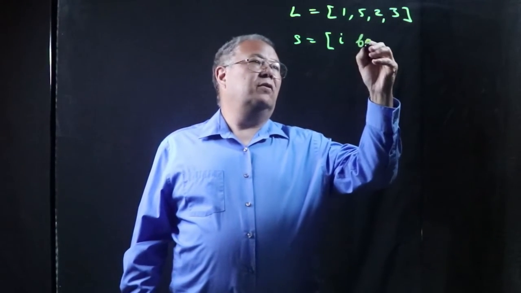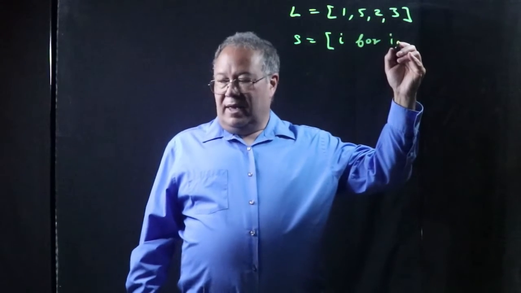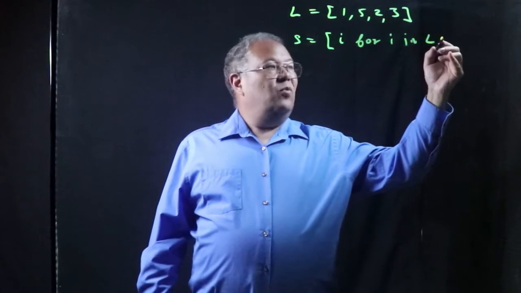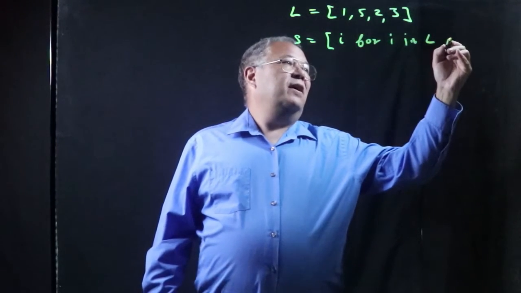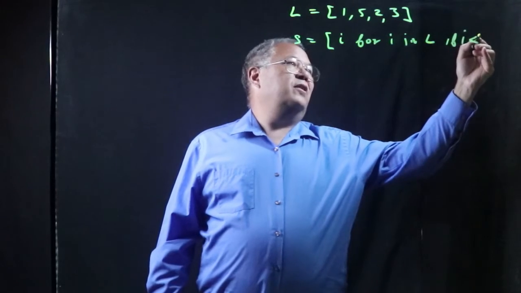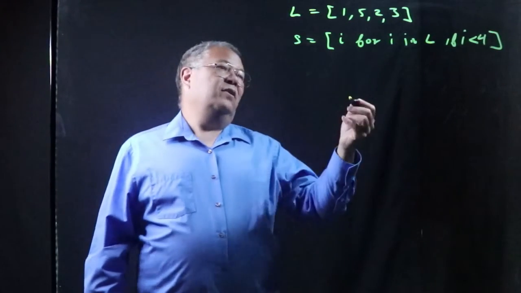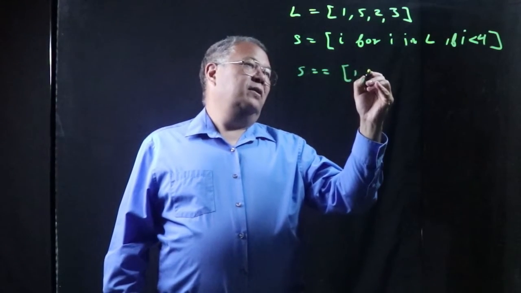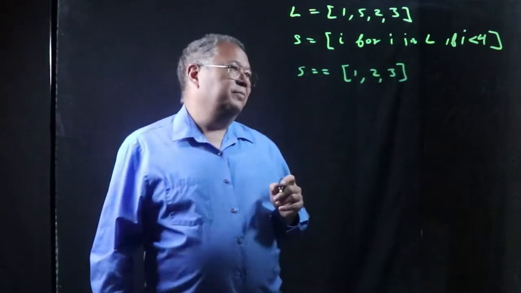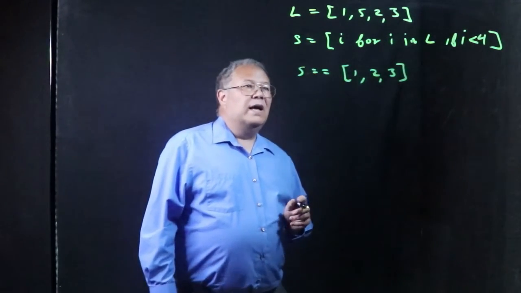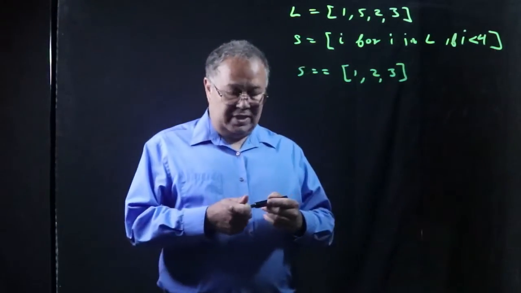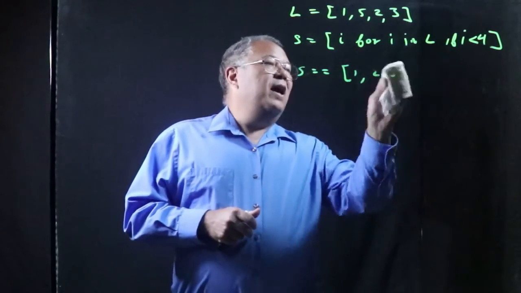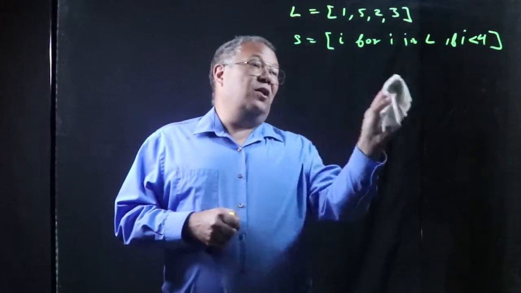I for I in our list L, and we can have out here a criteria, if I is less than 4. And that'll give me a new list down here. S will be equal to 1, 2, 3. Now, I want to cover what's in the list comprehension, because we've got several different pieces in the list comprehension. And let's take a look at what those pieces are.